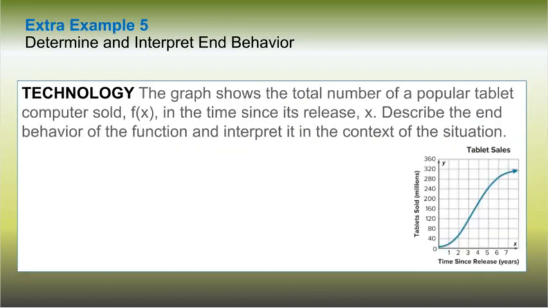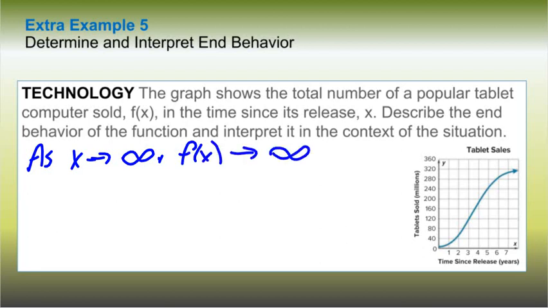And our last question. The graph shows the total number of popular tablet computers sold, f of x, in the time since its release, x. Describe the end behavior of the function and interpret in the context of the situation. Again, in this word problem, I can only have positive values. So one statement: as x approaches positive infinity, f of x approaches positive infinity. And what does that mean?